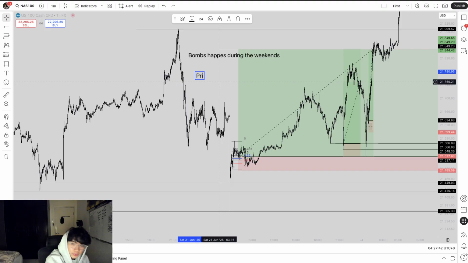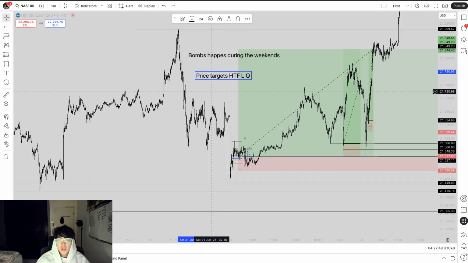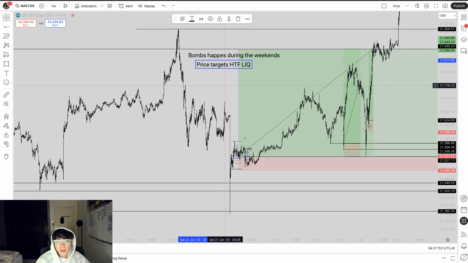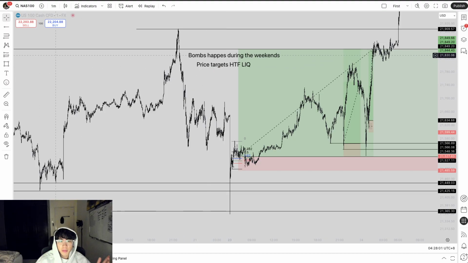Price targets high time frame liquidity. So after the bombs happen, we need to mark out high time frame liquidity, because that's where price wants to go when the market opens on Monday. So price targets high time frame liquidity. Mark out high time frame liquidity.